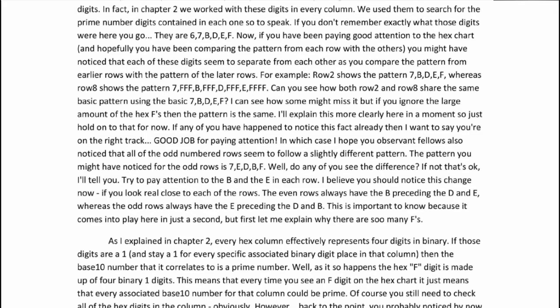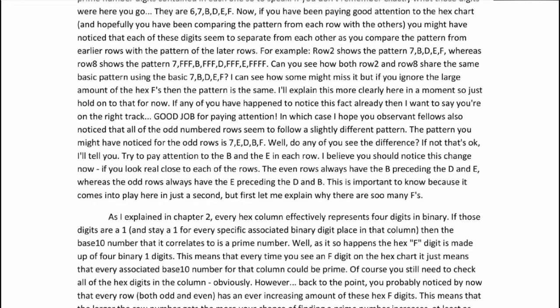Can you see how both row 2 and row 8 share the same basic pattern using the basic 7, B, D, E, and F? I can see how some might miss this, but if you ignore the large amount of the hex F's, then the pattern is the same. I'll explain this more clearly here in a moment, so just hold on to that for now. If any of you have happened to notice this fact already, then I want to say you're right on track. Good job for paying attention.